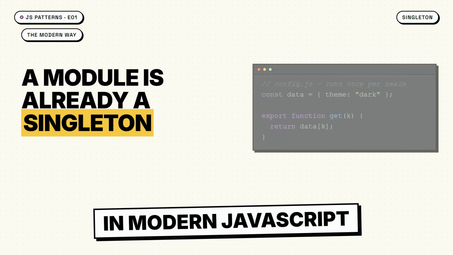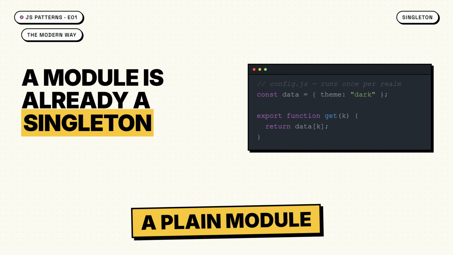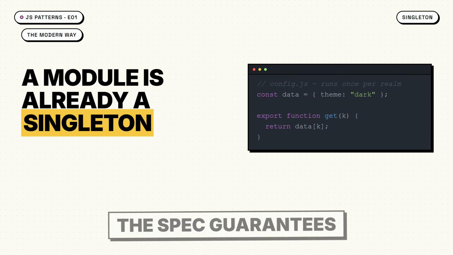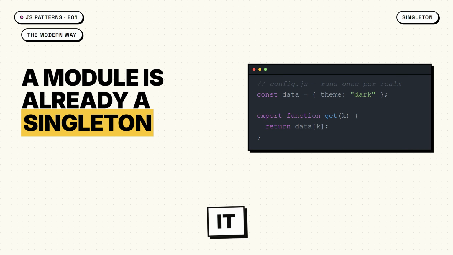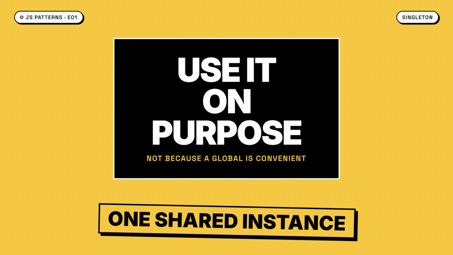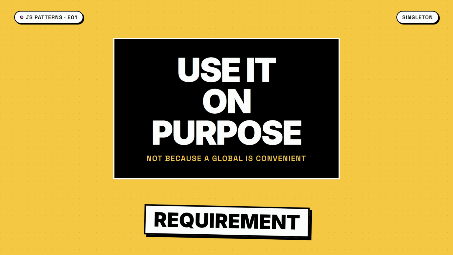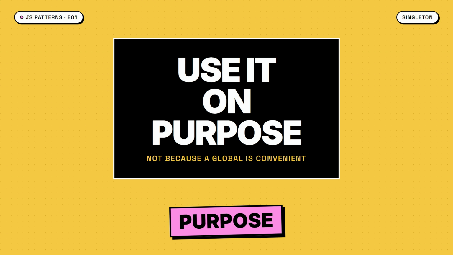And here's the twist. In modern JavaScript, you often don't need the class at all. A plain module is already a singleton. The spec guarantees it runs once, and its variables are shared by everyone who imports it. Same guarantee, half the code. So reach for a singleton when one shared instance is a real requirement, not just because a global is convenient. Use it on purpose. That's this pattern.